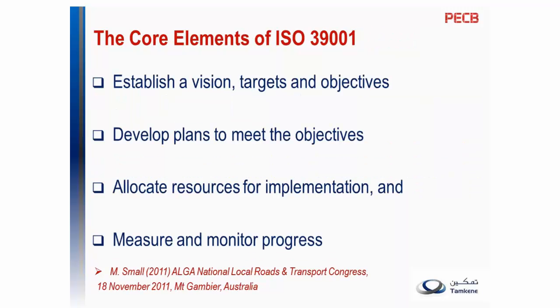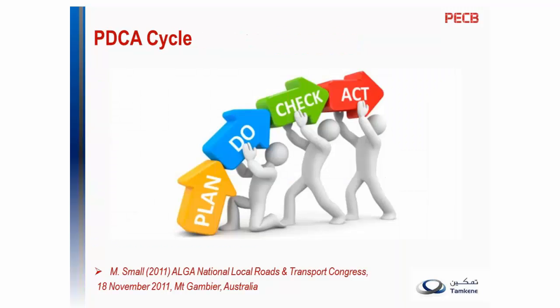Having said that, the core elements will focus on establishing the vision, target objectives, and also development of plans to meet the objectives. The typical QMS of allocating resources for implementation and how to measure and monitor progress. So in effect, it will follow the PDCA cycle, which is plan, do, check, and act. Like any other management system, the ISO 39001 follows the Deming principle of PDCA.